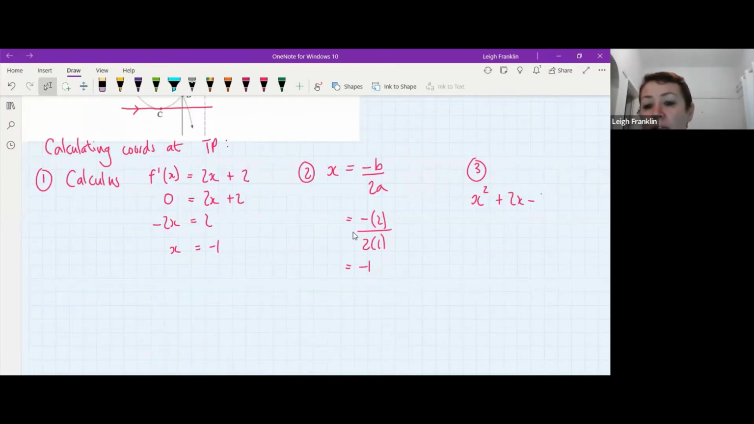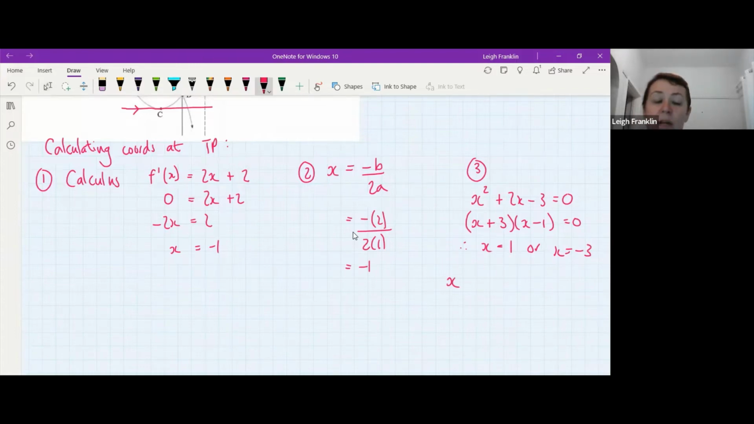Plus 2x minus 3 is equal to 0. And then, of course, we would have to factorize. So that would be x plus 3 times x minus 1. So therefore, x would be equal to 1, or x is equal to negative 3. So those are the x-intercepts.